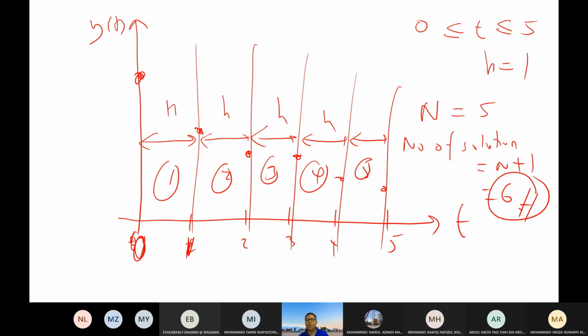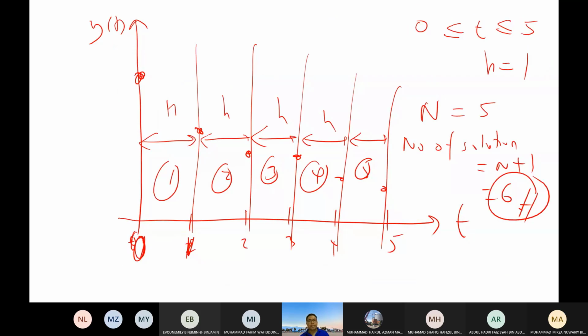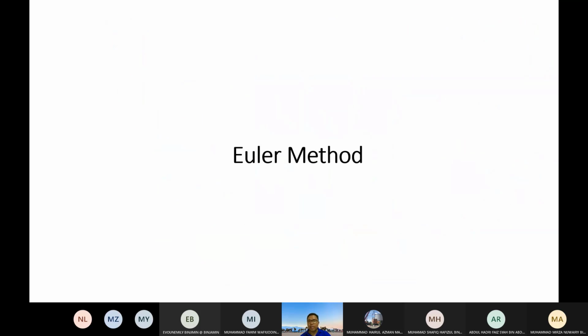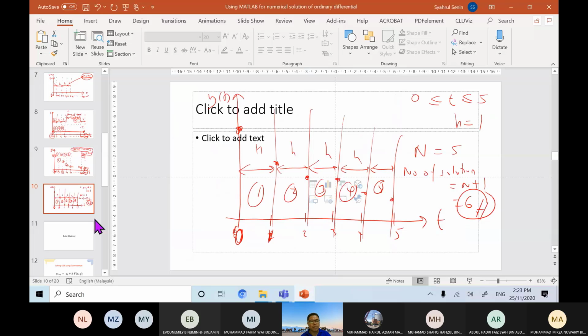So this number I want to know. How many solutions? 6. Maksudnya the number of intervals plus 1, and that is why the number of solutions is n plus 1. Boleh? Belum lagi kita nak buat Euler. Kita nak masuk Euler, tetapi tak boleh lagi, because we have not enough ilmu lagi. Kita kena tambah lagi satu ilmu, the last ilmu.